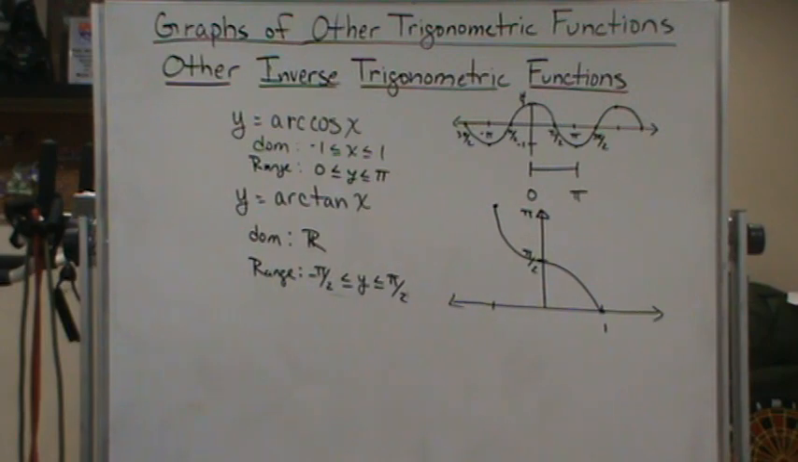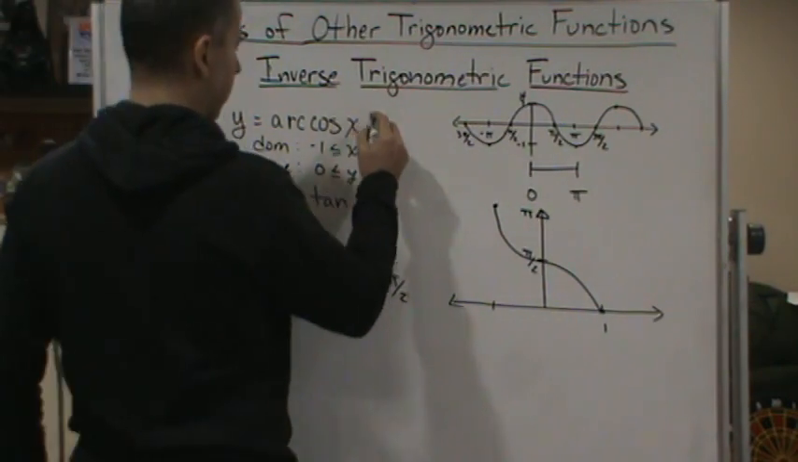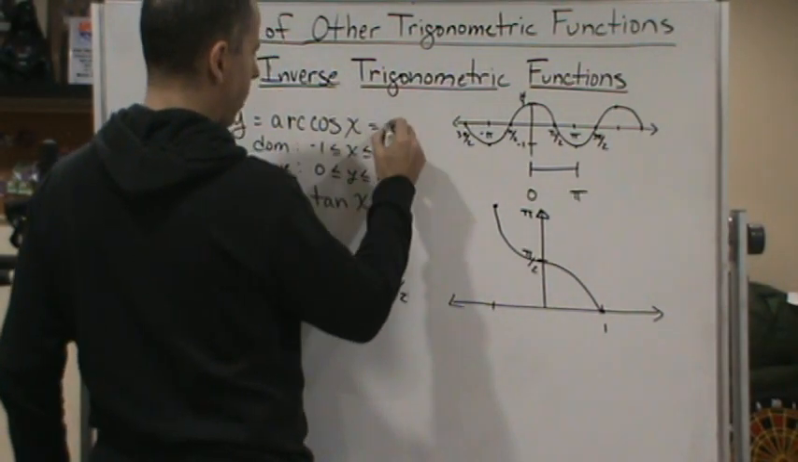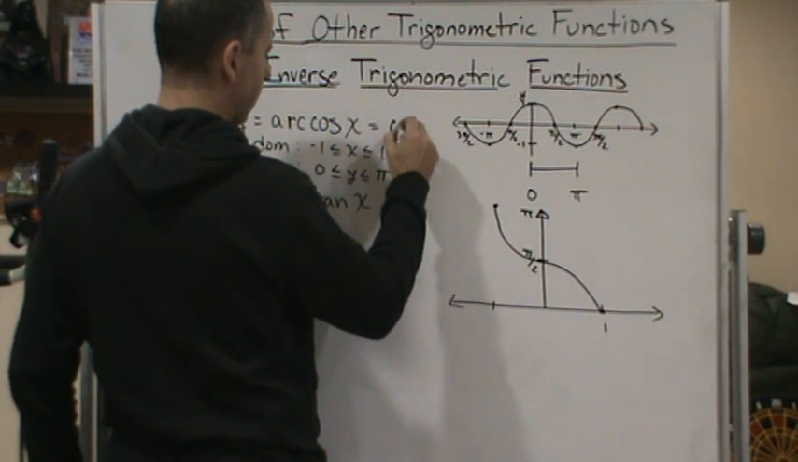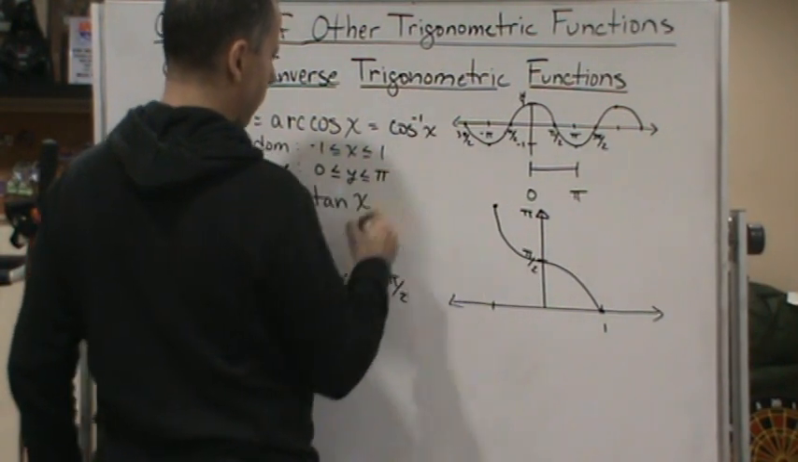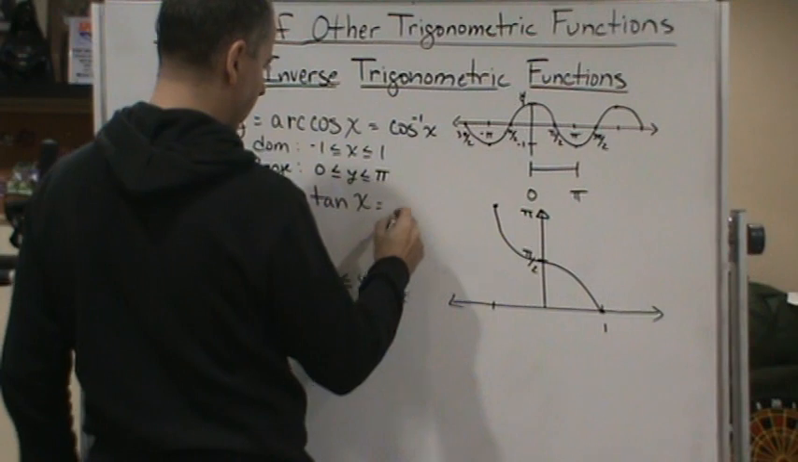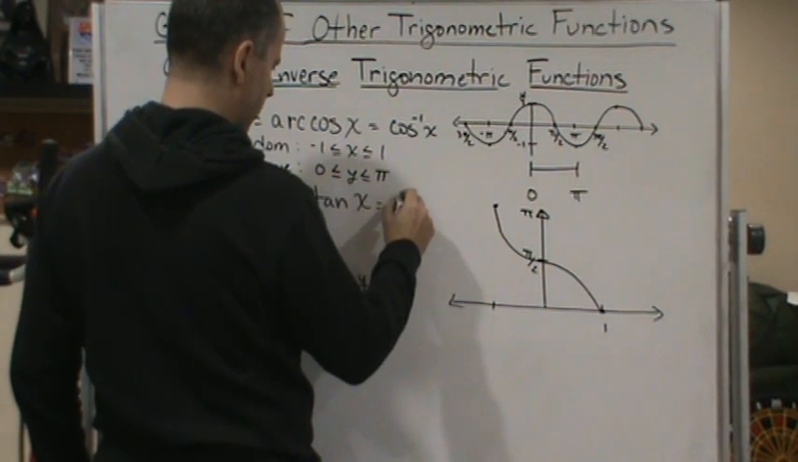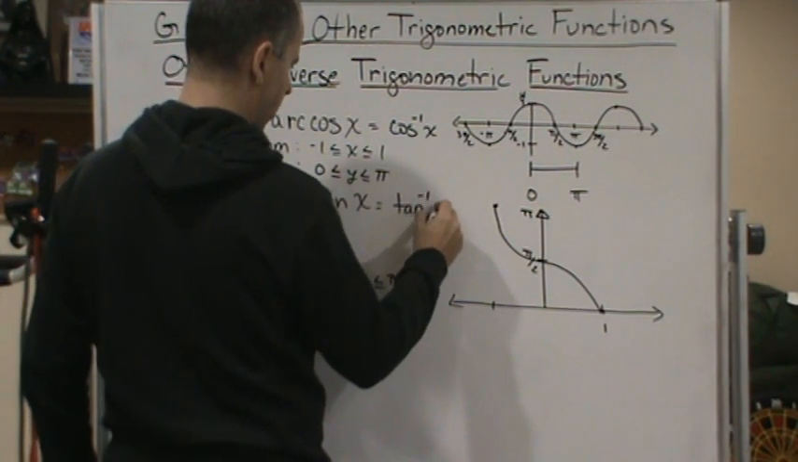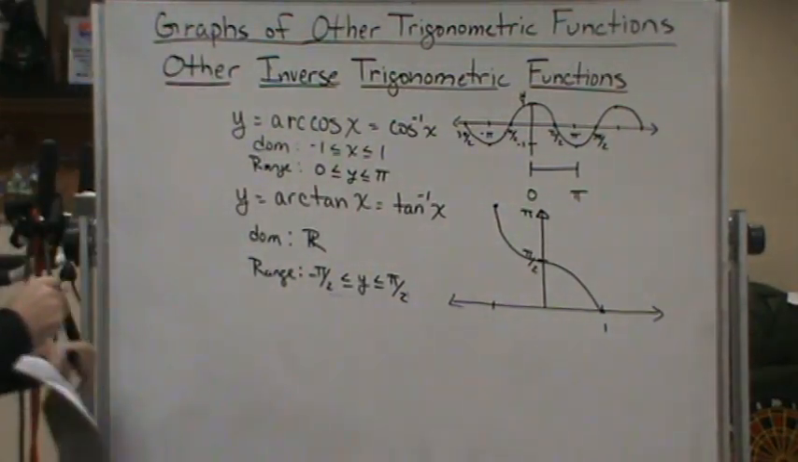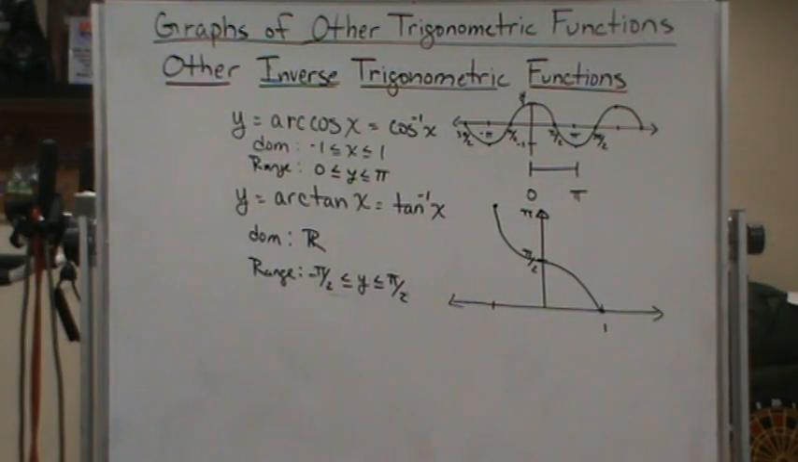Okay, and again, we could use arc cosine, or we can use the cosine inverse notation. Same thing with arctangent. We can use the tangent inverse notation as well. Okay, can be used interchangeably.